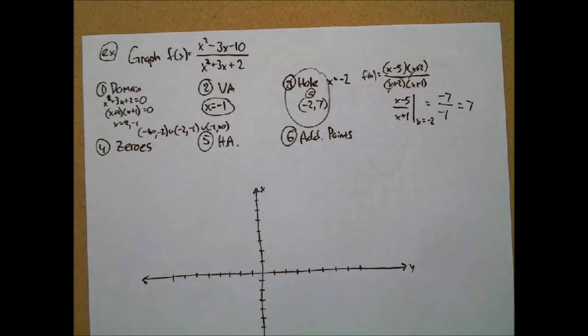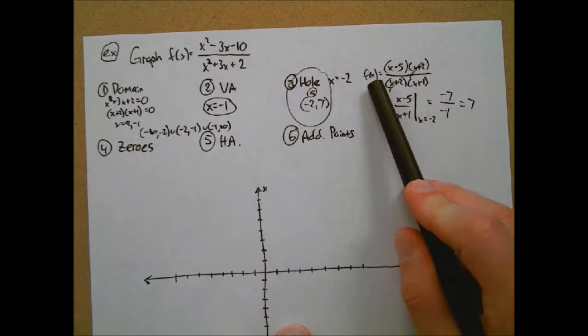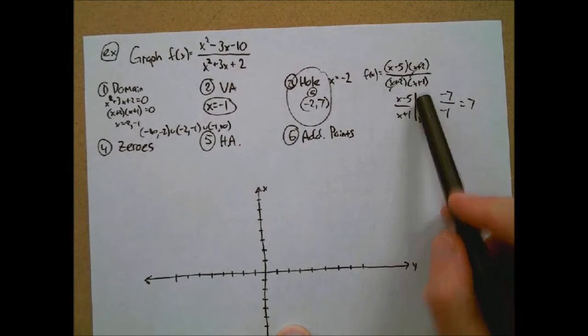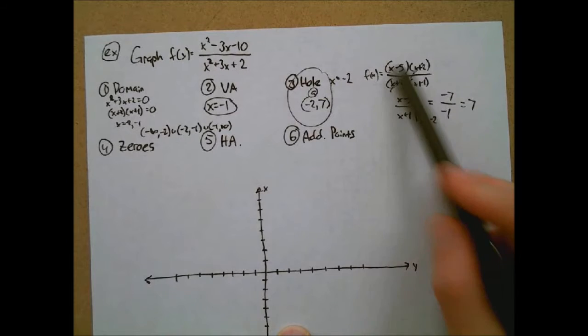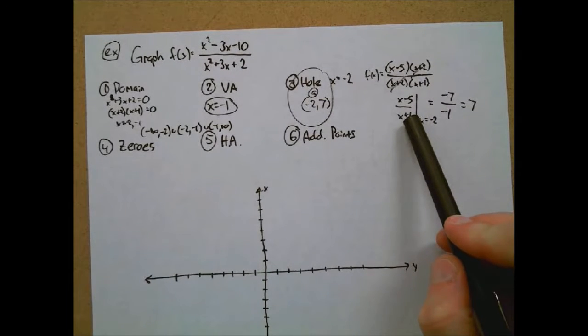Okay, questions on that? How we found the hole or anything like that? Is that okay? Well, did it again? Okay, this is too quick. So we took our function, factored it, canceled. Okay, which results in an equivalent function, or it's equivalent at all but one point, right?